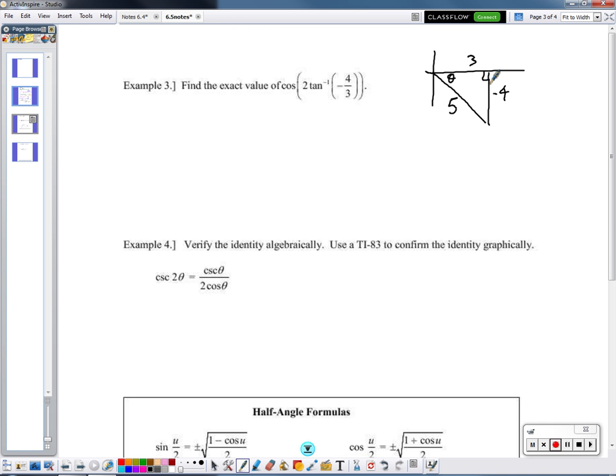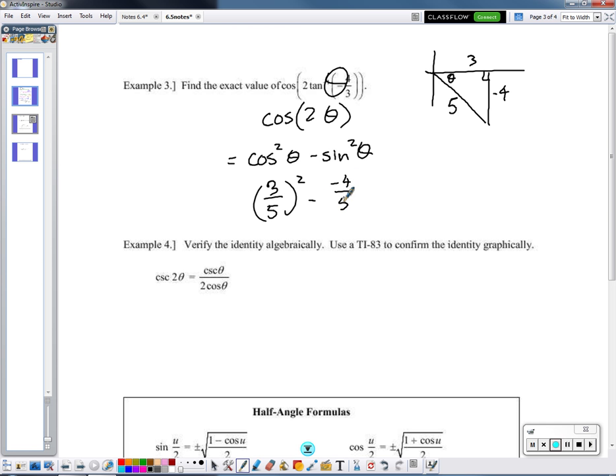This is really the cosine of 2 times some angle theta. Remember, my cosine double angle formula is cosine squared of theta minus sine squared of theta, once I have those memorized. Cosine is adjacent over hypotenuse, so 3 over 5 squared minus negative 4 over 5 squared. Squaring a negative is going to make it positive, but again, I'm going to subtract it. So here I'm going to have 9 25ths minus 16 25ths, which is going to end up with a difference of negative 7 over 25.